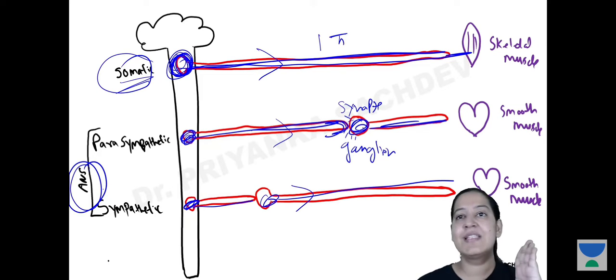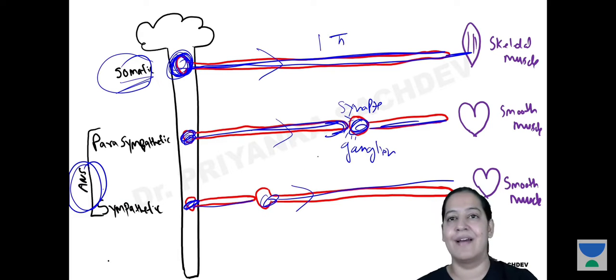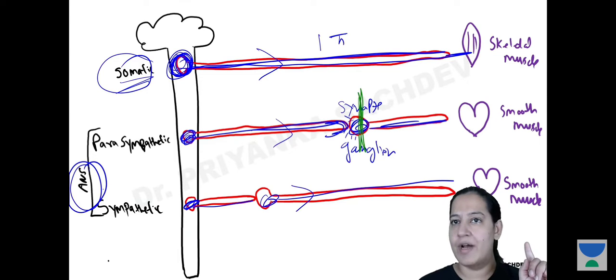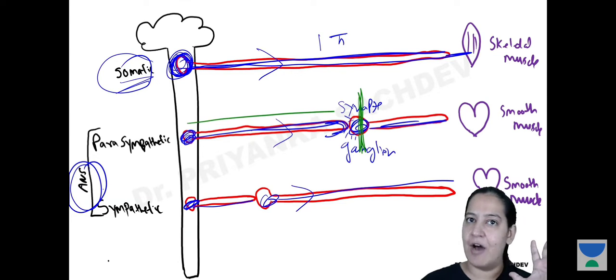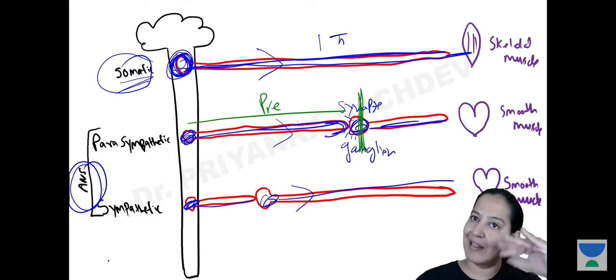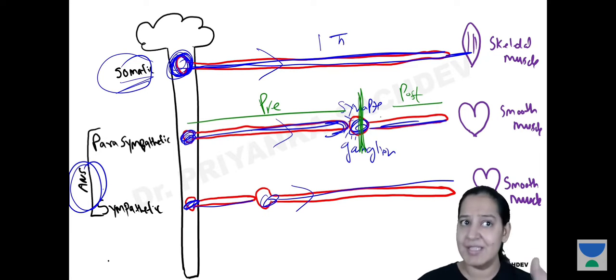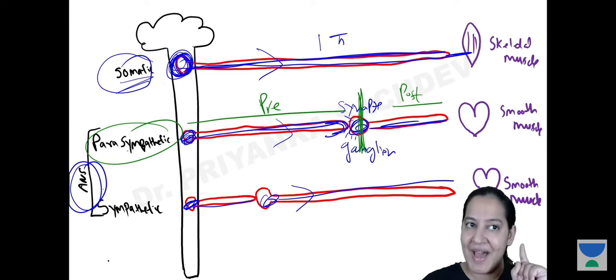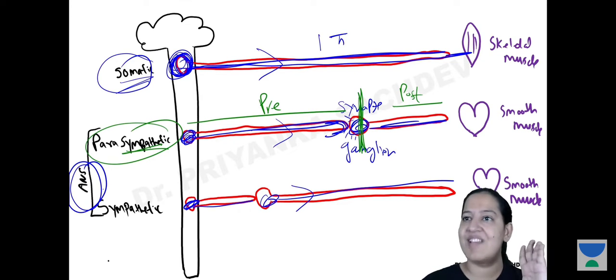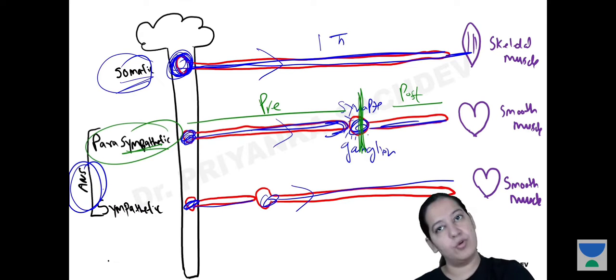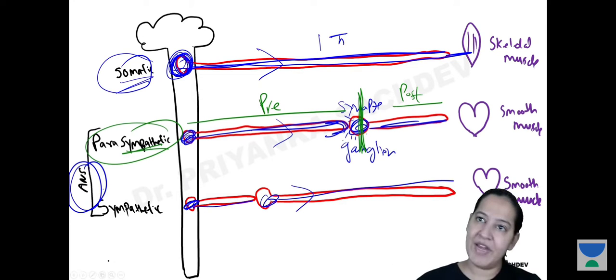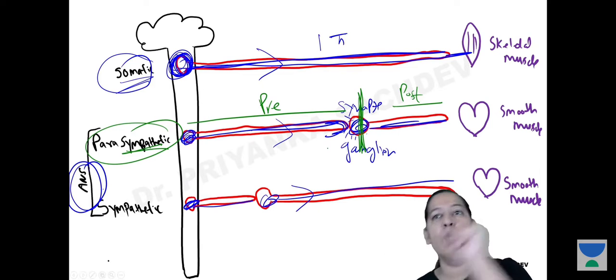Now see, the synapse is not at the center. I have not drawn the synapse at the center. If it is towards the organ, in that case, this nerve is known as the preganglionic nerve. It is longer than the postganglionic nerve. You can see very clearly in the diagram. And this system is known as parasympathetic. So in parasympathetic, the ganglion or the synapse is towards the effector organ. So the preganglionic fiber is longer than the postganglionic fiber.